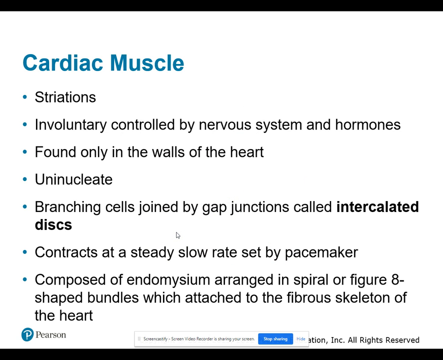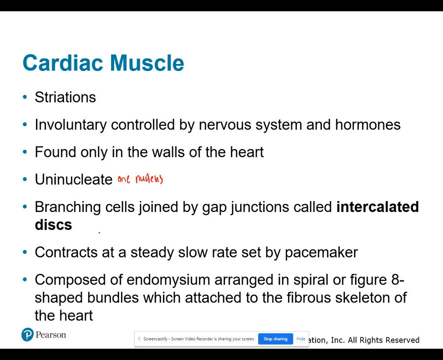Okay. And the last type we're going to talk about is cardiac muscle. Cardiac muscle has striations, so it's similar to skeletal muscle. It has those stripes. It's involuntarily controlled through the nervous system and hormones. It's found only in the walls of your heart. So that goes hand in hand with involuntary. I don't have to tell my heart to beat. It does it for me. Uninucleate, remember, that is 1 nucleus per cell.